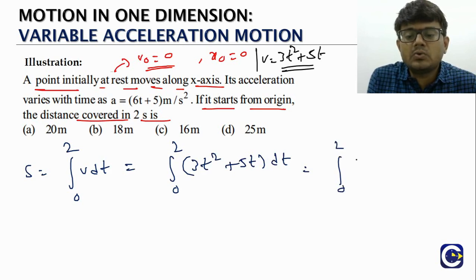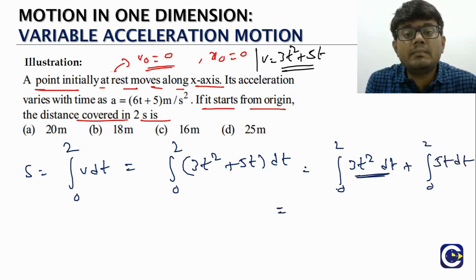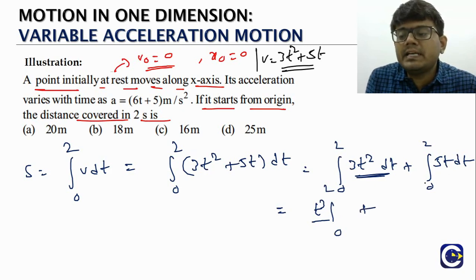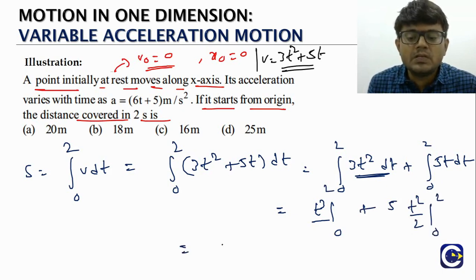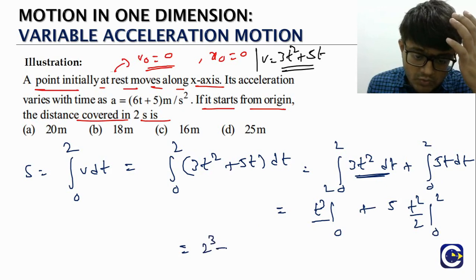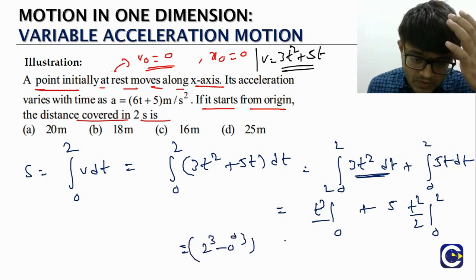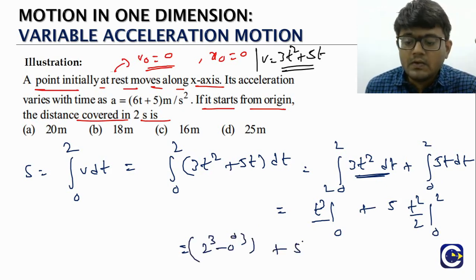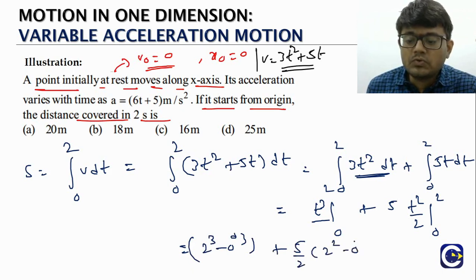So integral 0 to 2 3t square dt plus integral 0 to 2 5t dt. So integral 3t square means that will be t cube. Okay, limits we have to substitute 0 to 2. Integral 5t dt means 5 will come out. Integral t dt will be what? t square by 2. Here also we have to substitute the limits. So this is 2 cube minus 0 cube, plus 5 by 2 into 2 square minus 0 square.